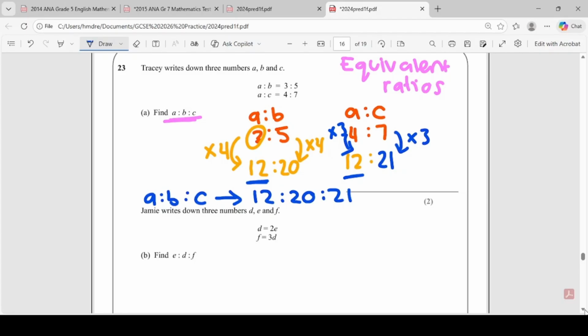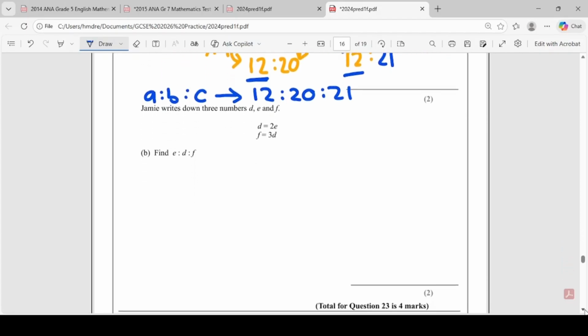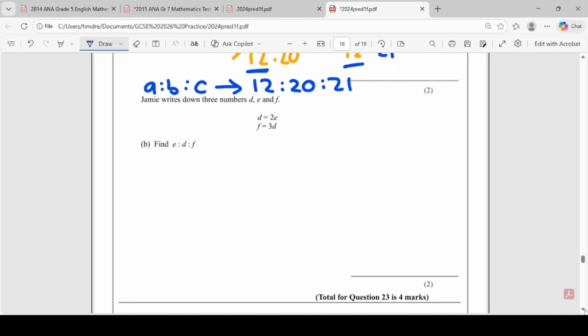Part B. Jamie writes down three numbers, D, E, and F. D is equal to 2E, F is equal to 3D. Find the ratio of E, D, F.